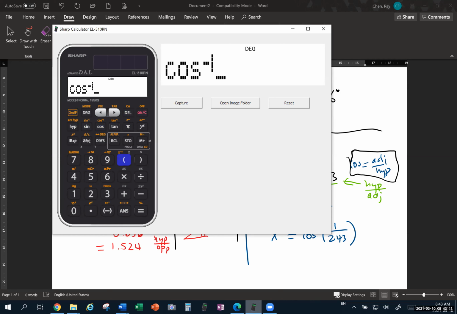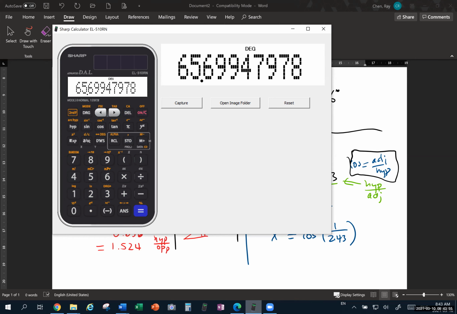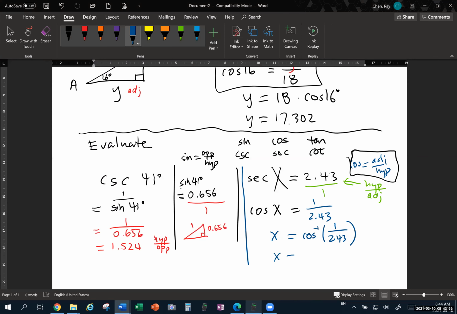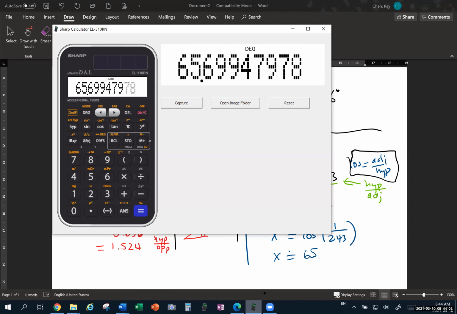And I put these in brackets this time. Inverse cosine of 1 divided by 2.43. So this is how we're going to find the angle given secant of angle x and do that ratio. And what do we get? X is equal to 65.699.